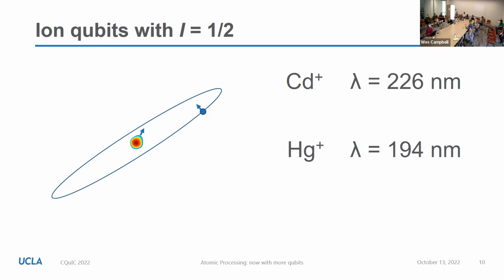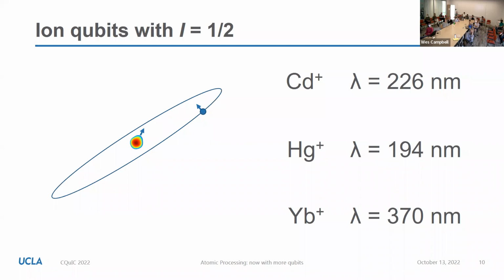Even worse is mercury, which is even further in the ultraviolet. Remember, the visible part of the spectrum starts at about 400 nanometers. So the mercury and cadmium light is so blue that it's difficult to produce. You can't get a laser that will produce that directly. The only way to make that light is to start with lasers that are in the visible and the red, then frequency double, frequency quadruple, things like that.